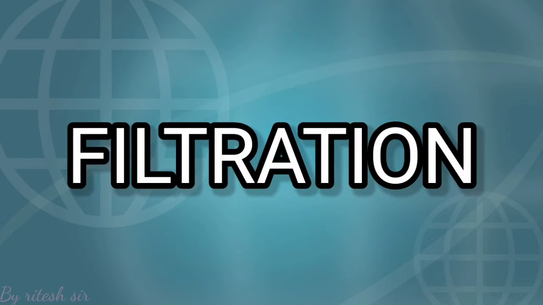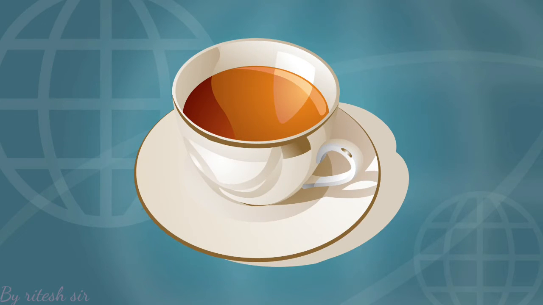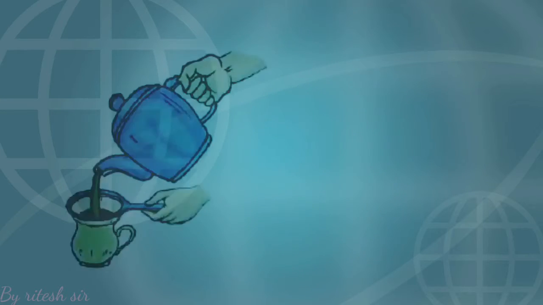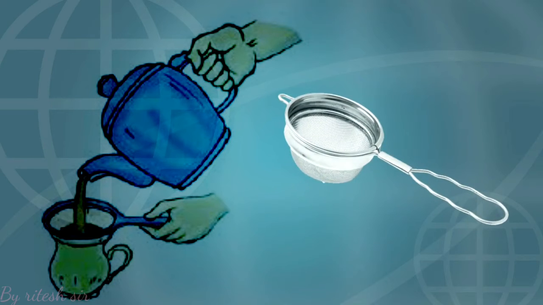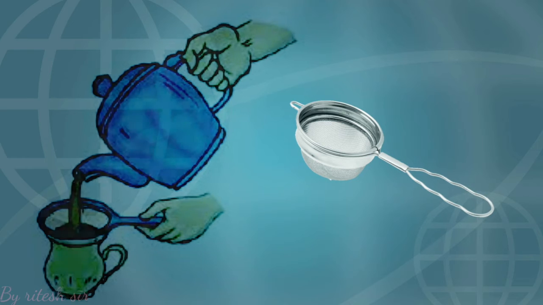Filtration. Let's take an example of tea. After tea is prepared, leaves need to be separated from the liquid by using a strainer, because we do not need tea leaves after tea is prepared. We only need its liquid. Here tea leaves are insoluble in water and separated from the liquid. This process is called filtration.